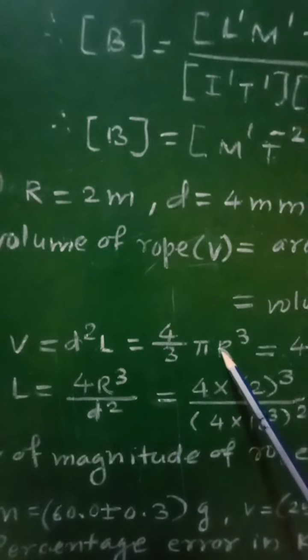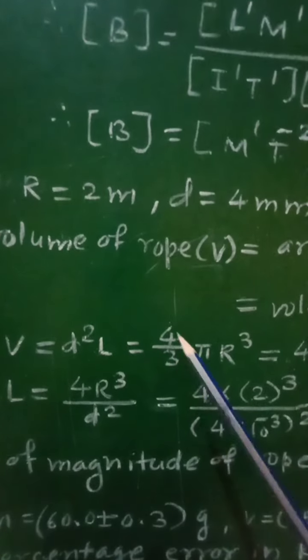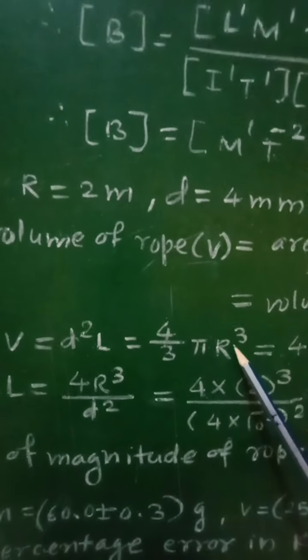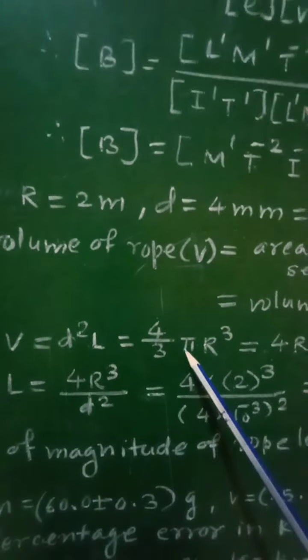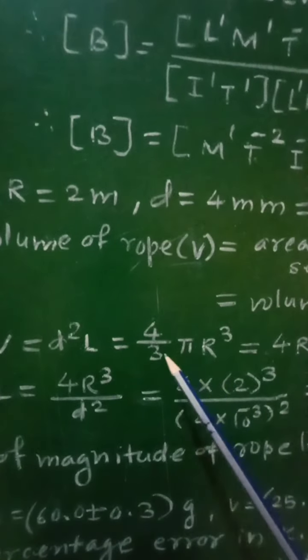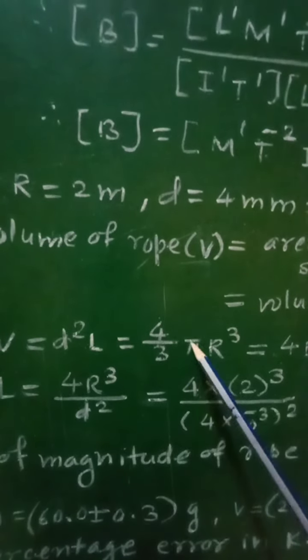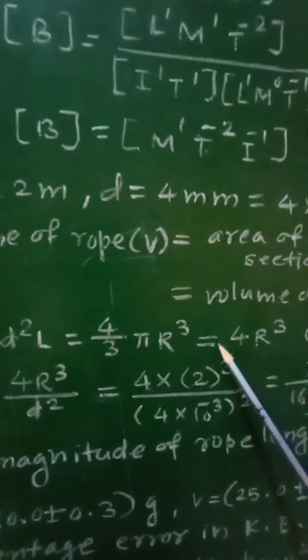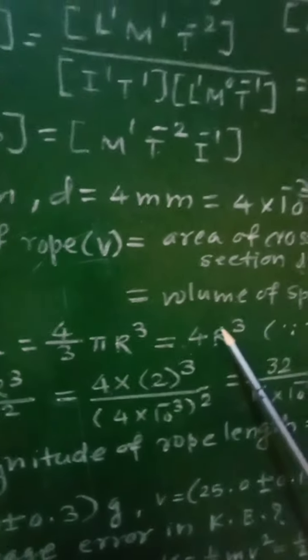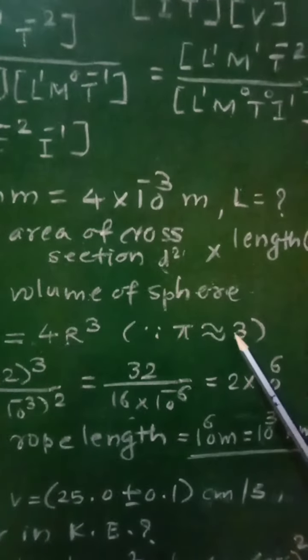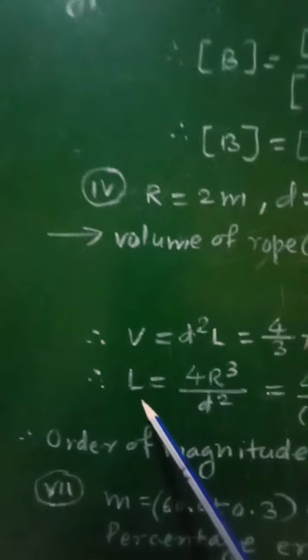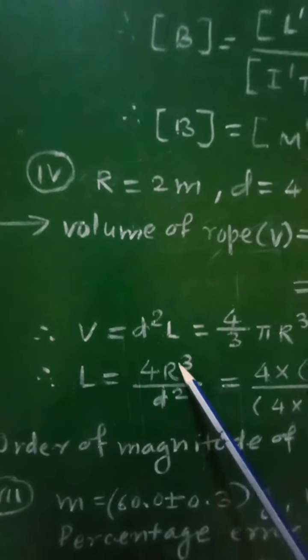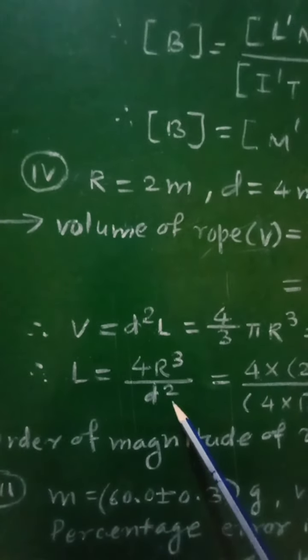That ball is spherical in shape, and therefore volume of sphere is 4 by 3 pi r cube. Now in this case this pi is taken nearly equal to 3, therefore it will get cancelled with this 3 and we will get 4r cube, since pi is approximately taken as 3. And therefore from this we can write L is equal to 4r cube upon d square.